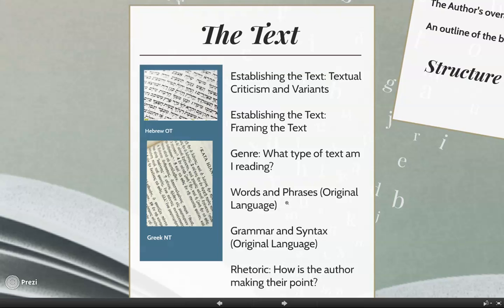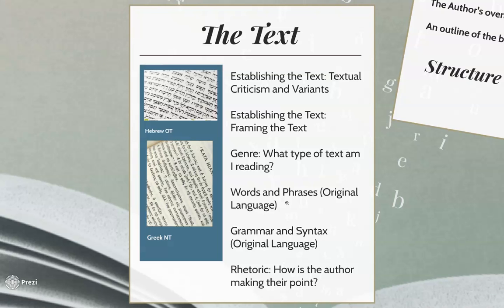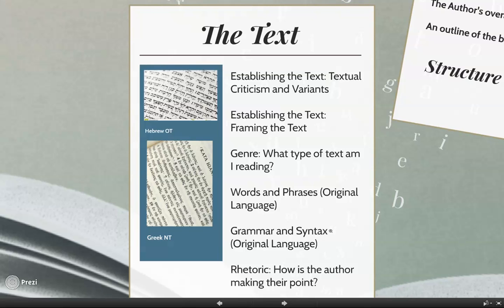We can also talk about words and phrases, and we would use the original language, Greek or Hebrew, to talk about what are significant words or significant phrases. We might also make observations about the grammar or syntax. We might also make observations about how the author is making the point that they want to make. Is he using sarcasm? Is he using humor? Is he, or she, using alliteration? Rhetorical questions? Those are all issues and observations that can be made from within the text itself.